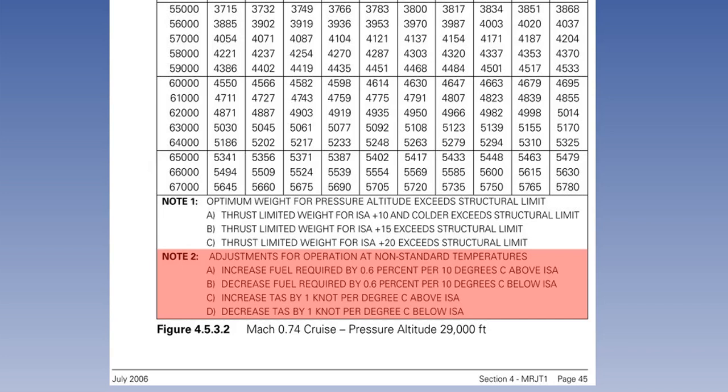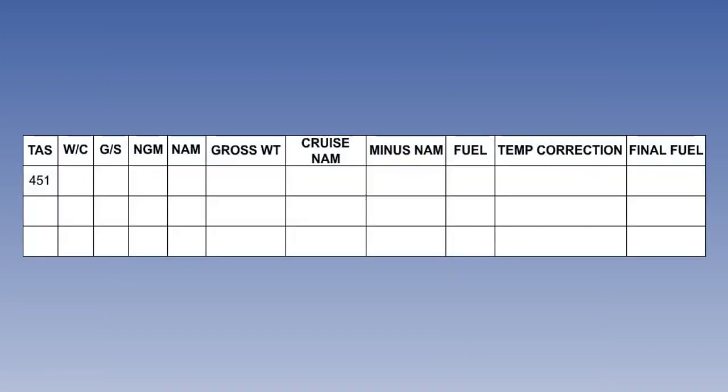For the purpose of this syllabus, note 1 can be ignored, but we need to look at note 2. The true airspeed is increased by 1 knot per degree Celsius above EASA and decreased by 1 knot per degree Celsius below EASA. With a temperature of EASA plus 10, the EASA TAS of 441 knots becomes a temperature-corrected TAS of 451 knots. We have a headwind of 50 knots for this leg. This gives us a ground speed of 401 knots.